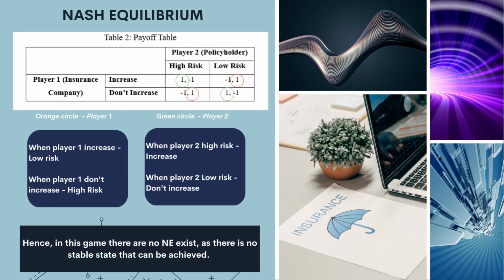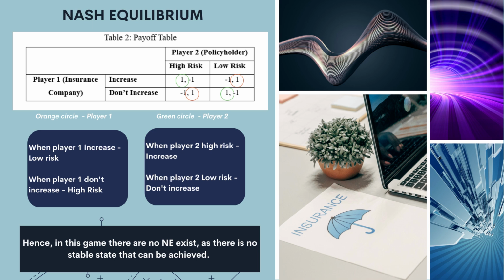Talk about the Nash equilibriums. Looking into the payoff table here, the green circle is representing player two's best strategy, and orange is representing player one.